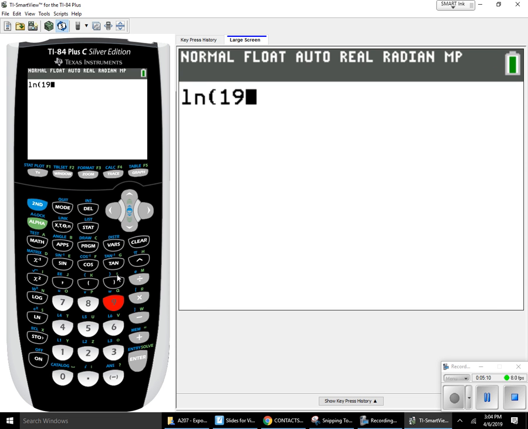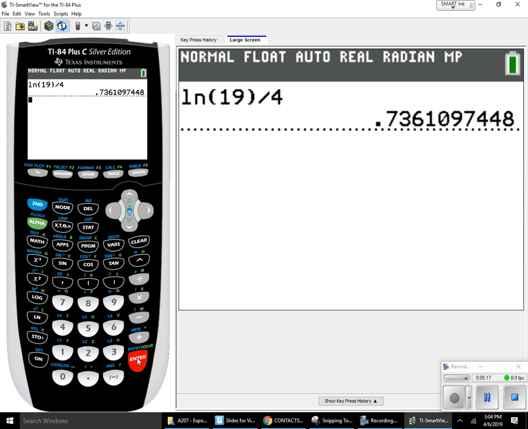Going back to the calculator will get us a decimal approximation there. We got natural log of 19 divided by 4. And there we have it, that 0.7361.